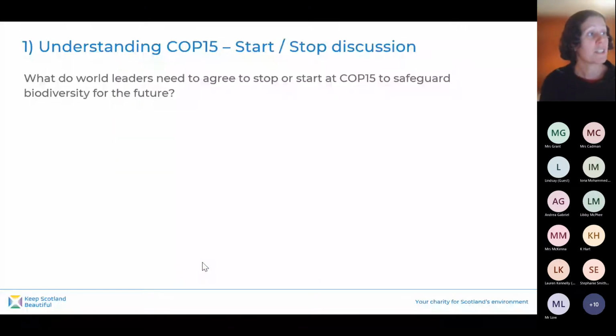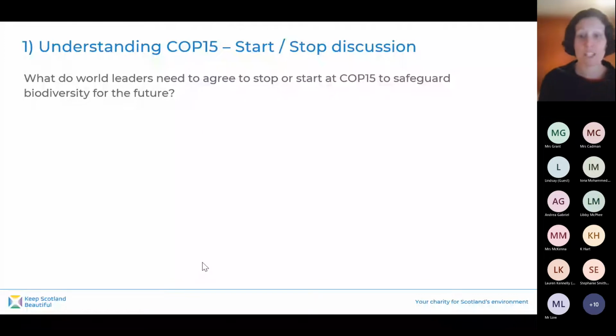And then another thing to think about in terms of understanding COP15, a nice thing to try as an activity is a start-stop discussion. You can do this with pretty much any age group, just differentiating for the individual needs in terms of what you're asking them. So you can do a 2-part start-stop discussion. What we do is we basically have a question, think about what the goal is, and then say, right, what should people start doing and stop doing to make this happen?